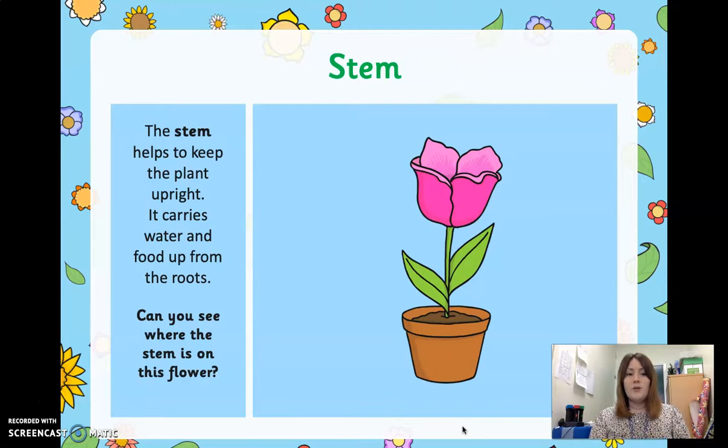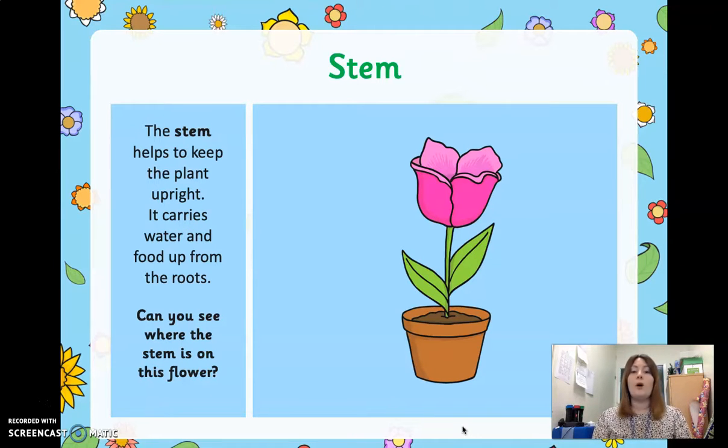So a plant also has a stem. So the stem helps the plant to stay upright. So it's the long, thin bit in the middle. It carries water and food up from the roots. So the roots are the bit that grow under the soil, and then the stem is there to carry the water and the nutrients all the way up to the flower at the top.